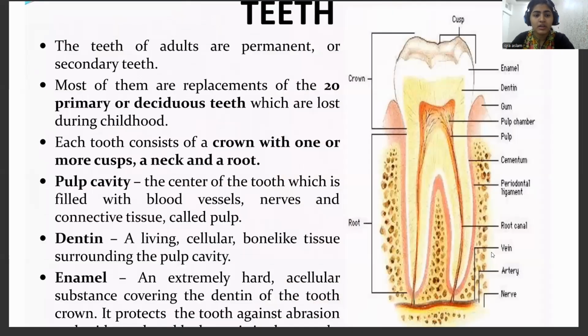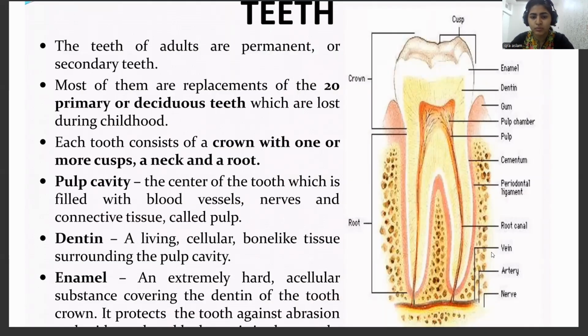The teeth of adults are permanent or secondary. The first set can also be called primary teeth or deciduous teeth, and most of them are replaced. There are 20 primary or deciduous teeth. In an adult, we have 32 teeth, but in a child with deciduous teeth, there are 20.